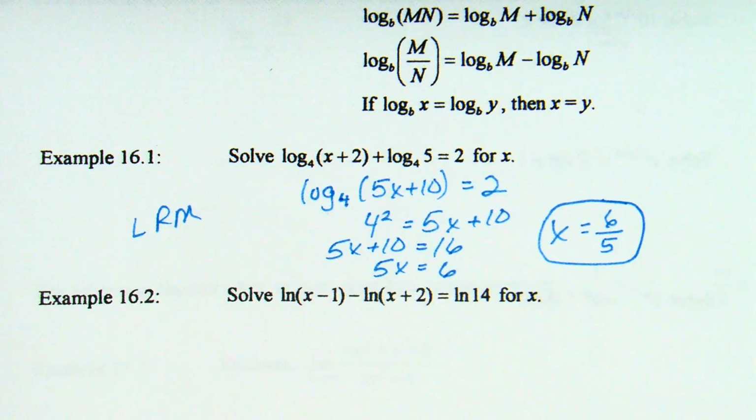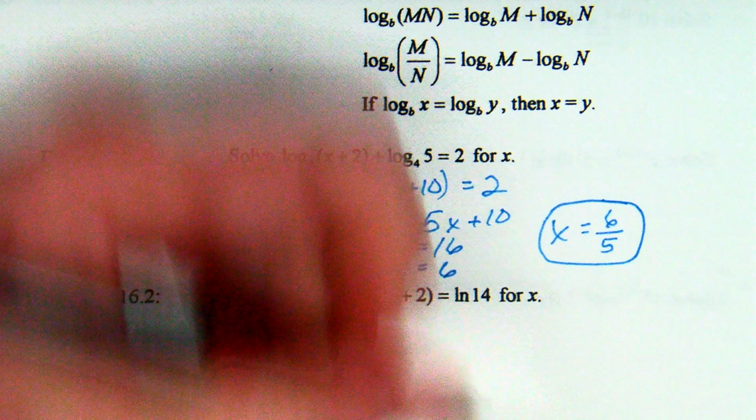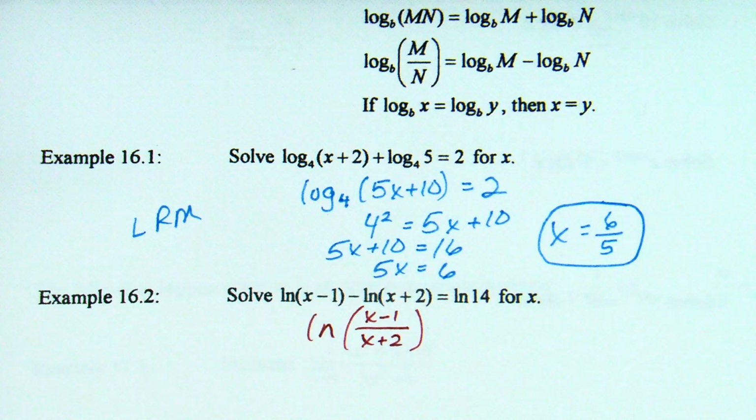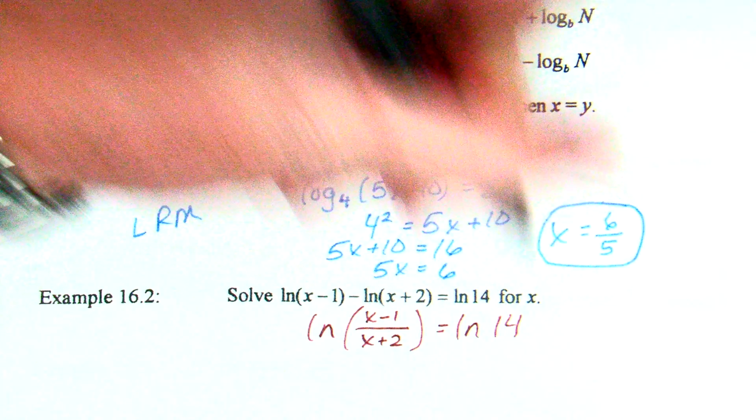Okay, let's try example 2 then. Natural log of x minus 1 minus natural log of x plus 2 equals natural log of 14. What can I do on that left side? ln of x minus 1 over x plus 2. Yeah. Two logs being subtracted, same base of course, can be rewritten as one log where the insides are being divided. So natural log of x minus 1 over x plus 2 equals natural log of 14.